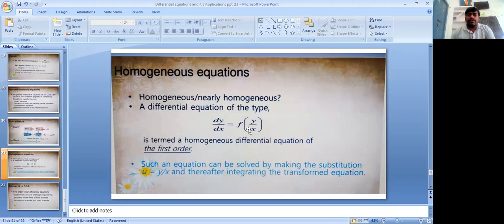Homogeneous equation: a differential equation of the form dy by dx is equal to f of y by x. Here y has degree 1, and x also has degree 1. Another form is f of kx comma ky is equal to k power n into f of x comma y. If this equality condition is satisfied, it is called a homogeneous equation. Sometimes we can take y by x is equal to u, so dy by dx is equal to f of u, to verify the condition.